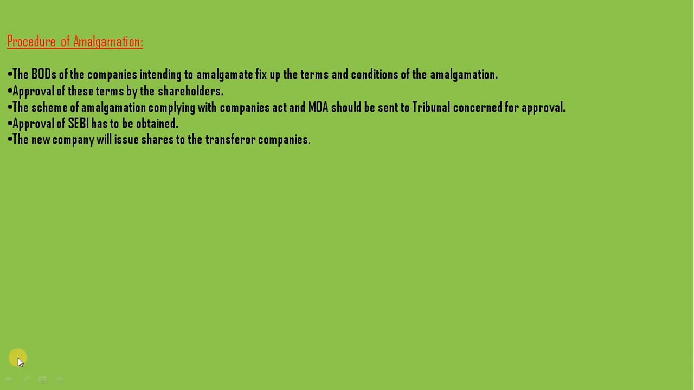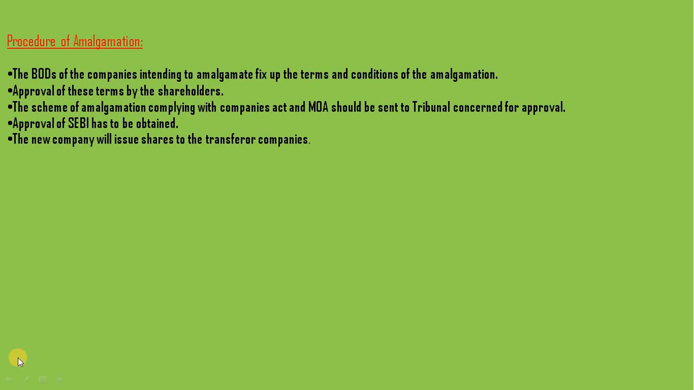The number one is first, board of directors of the company which intends to do amalgamation, they will fix up the terms and conditions of the amalgamation with the transferee company. Okay. So after that, once that terms and conditions is decided, they will take approval from shareholders, because shareholders are true owner of the company. Therefore, their approval is must for all the important decisions with regard to the company.